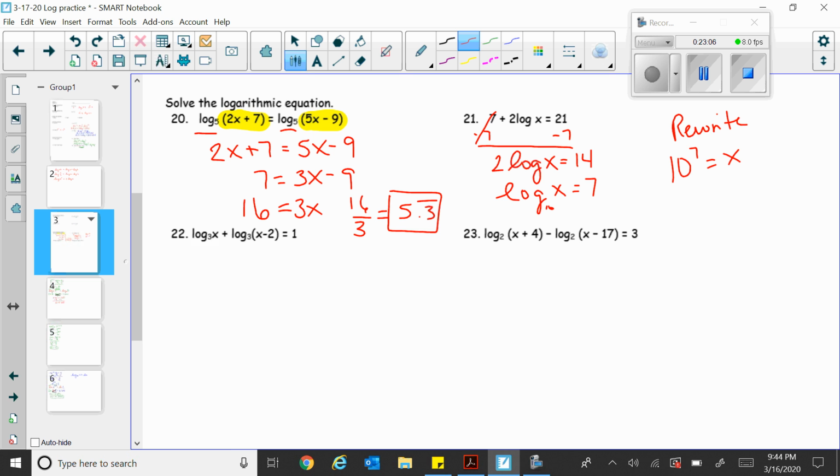And then you just figure out what 10 to the 7th power is. And it's a big number. It's a 1 with 7 zeros. There's your answer.